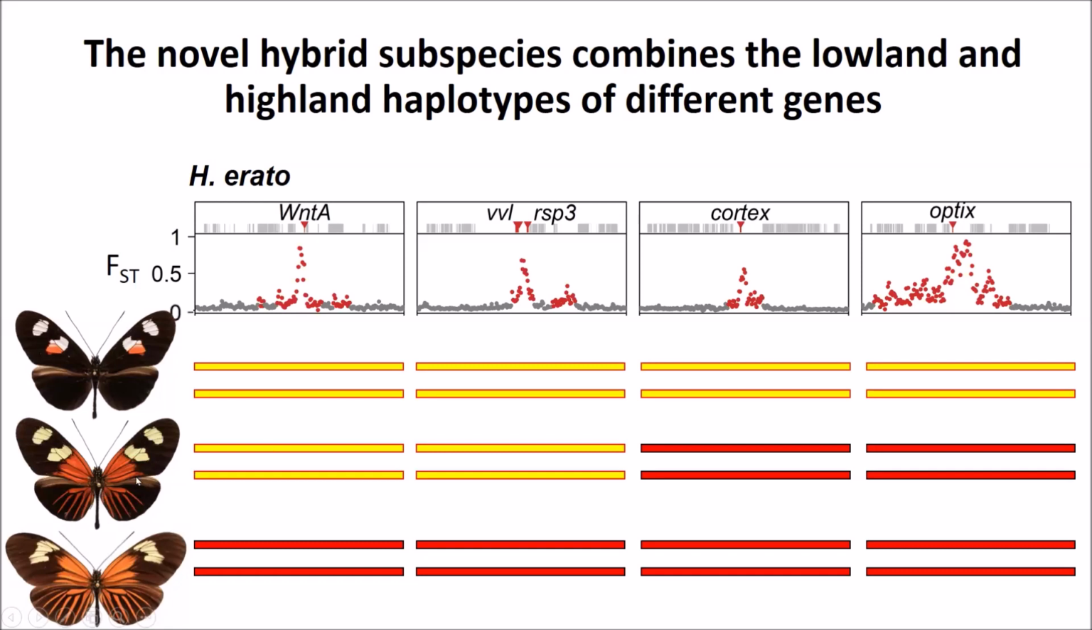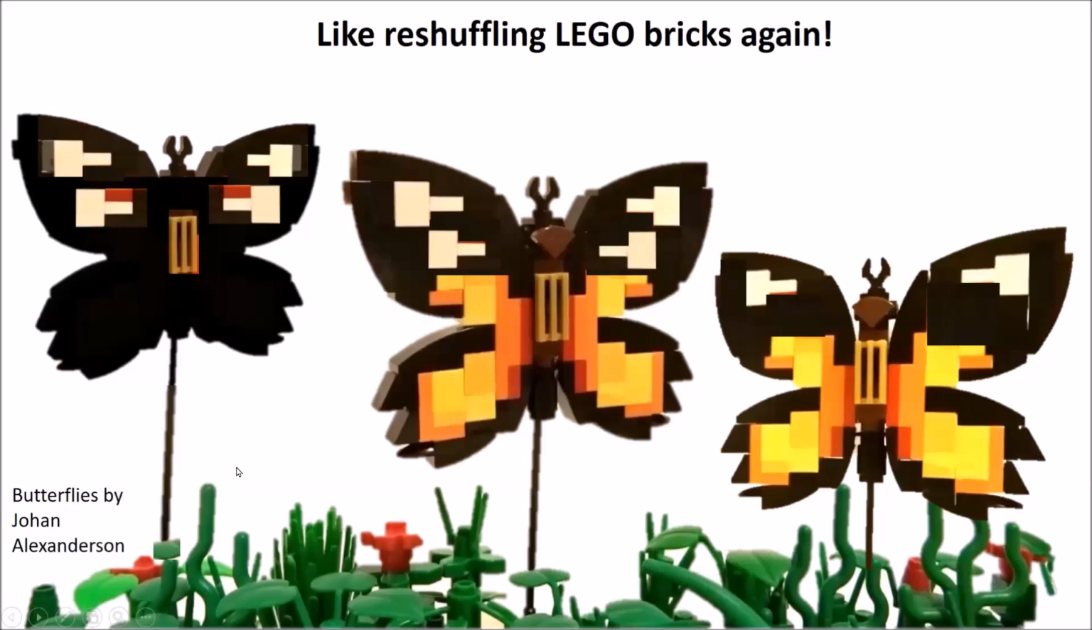And what we find is that this new combination, this new phenotype, which is at mid-elevation very, very common, combines the highland haplotypes at 2 of those regions and the lowland haplotypes at 2 other regions. So basically, it's like a new combination of the genetic variants that encode these color pattern differences, which gives rise to this new hybrid subspecies or phenotype. And because of Müllerian mimicry, both of these species basically have the same phenotype at very high frequency. So basically, it's like reshuffling Lego bricks again, only that now we know exactly what the Lego bricks are.